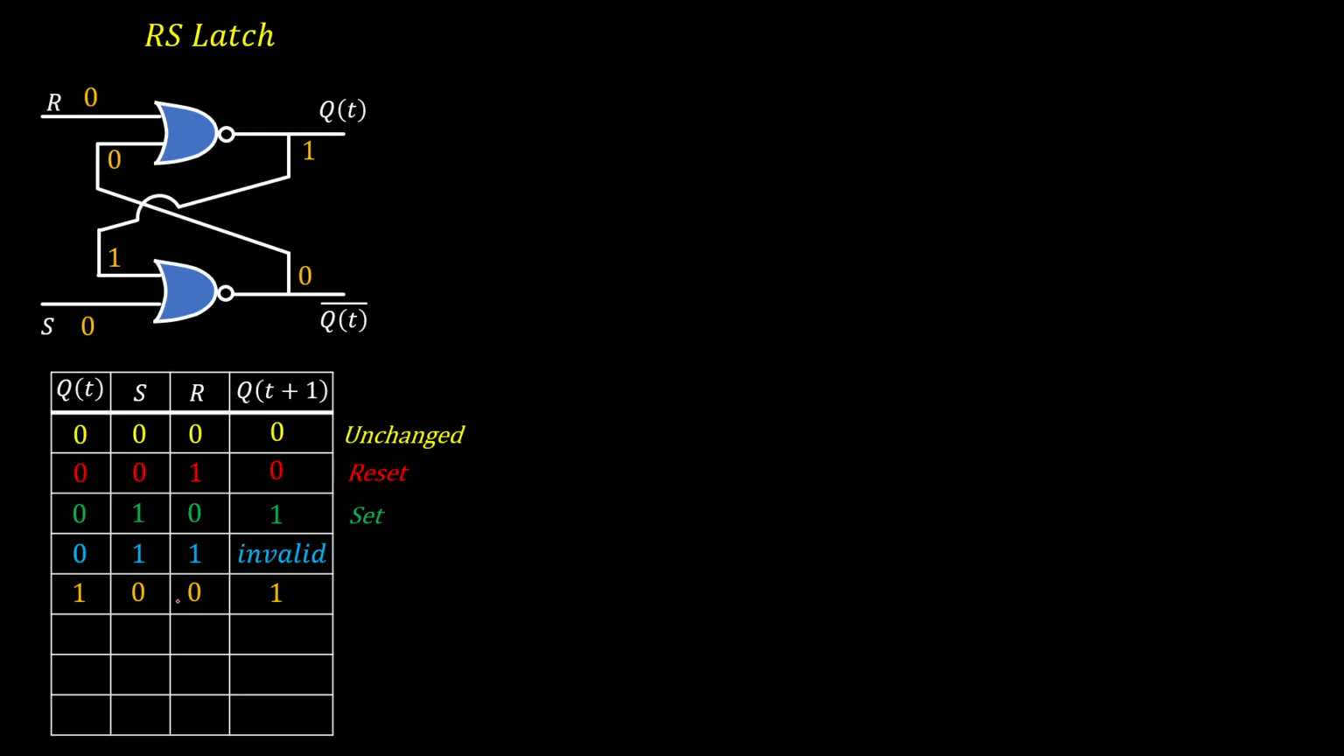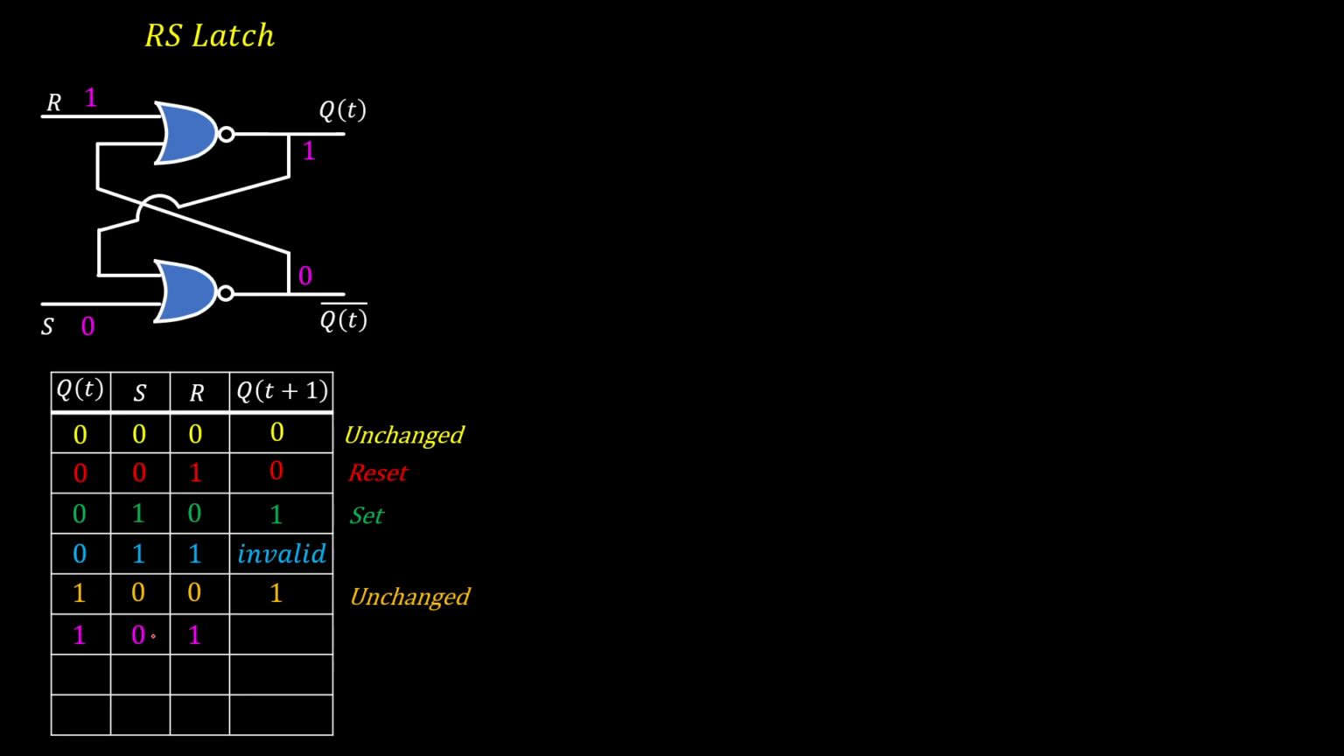Here both the inputs are 0, so next state is unchanged. Next state is equal to present state. Present state is 1, so next state is also 1 because both the inputs are 0. So state is unchanged. Now let's see the next condition.